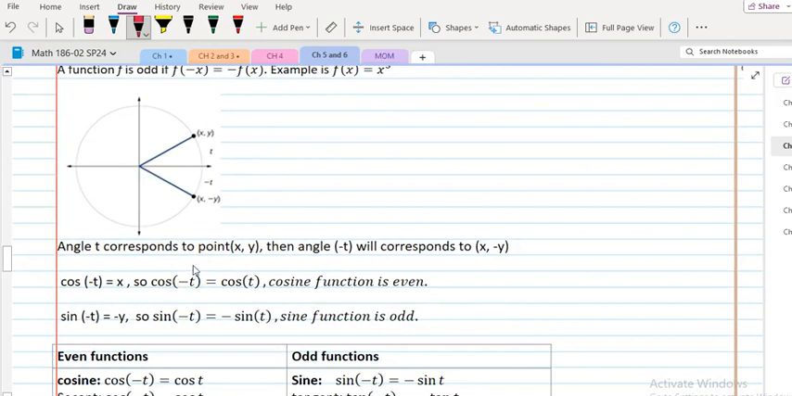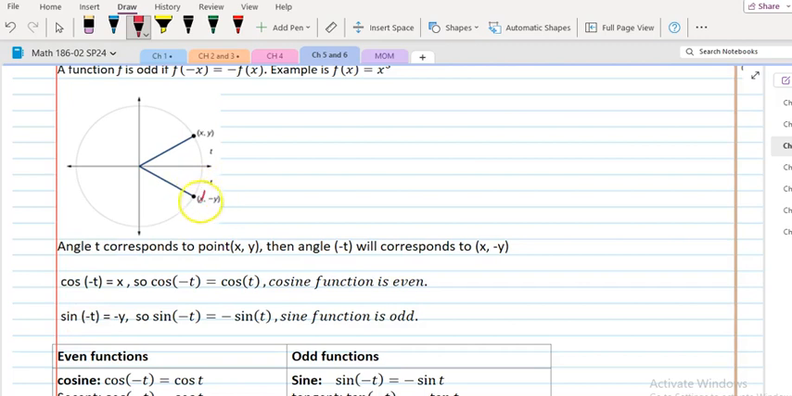For trig functions, if x, y corresponds to angle t's cosine and sine, then angle negative t corresponds to x, negative y, because that is the point that shows up if you turn negative t. So what is cosine of negative t? It's still x, and the original cosine t is x, so cosine negative t is cosine t. The cosine function is even.